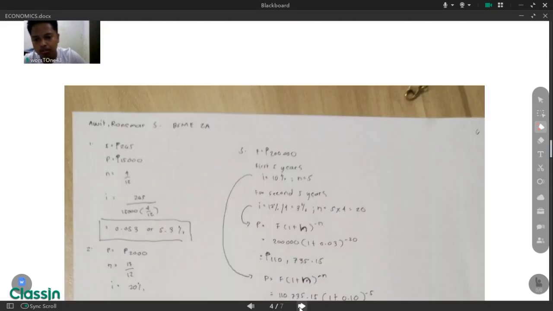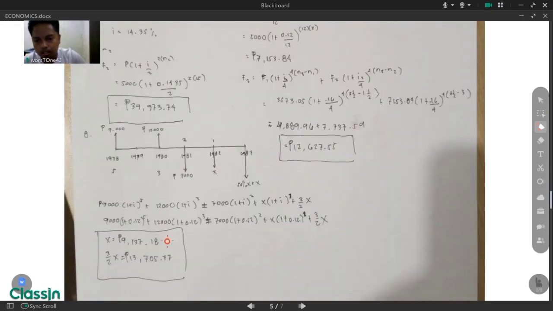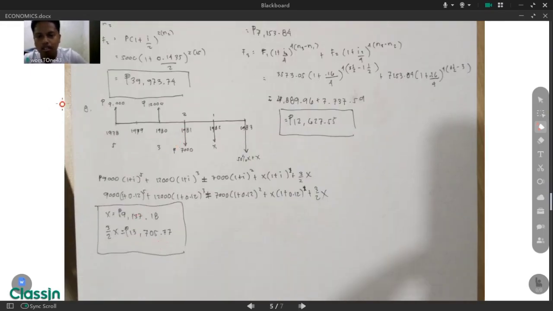Okay, let's proceed to the answer. So item number 8. Computing, we again use the cash flow diagram. First, they borrowed in 1978. They borrowed 9,000, and again in 1980 another 12,000, since they borrowed two times. And it's going up since it's a cash flow in.